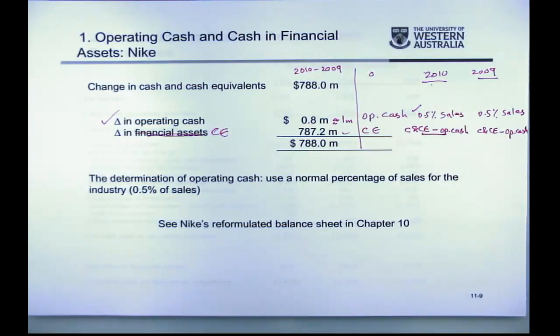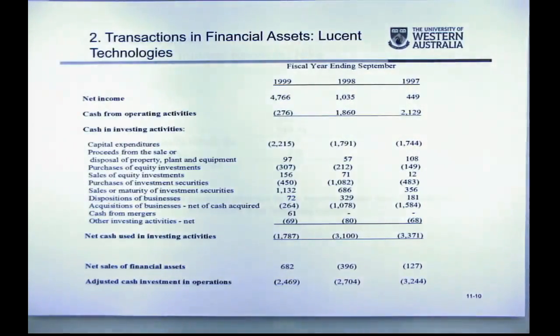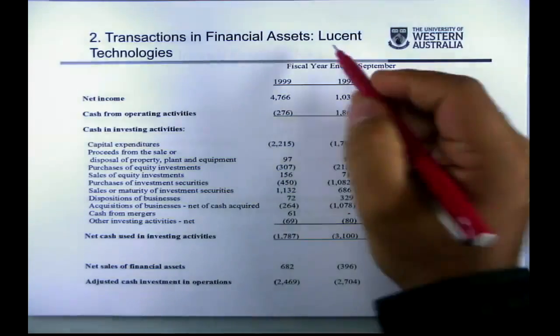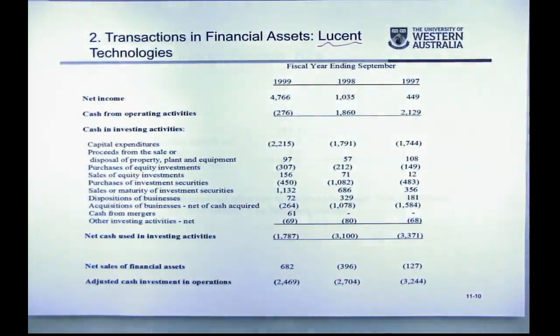Okay. Once we have done that, we handle the second problem, and that one is to exclude the financial securities bought or sold by the firm. We should exclude them from the calculation of I. We did that in lecture 3 for Nike. This is another example for another company called Lucent Technologies.